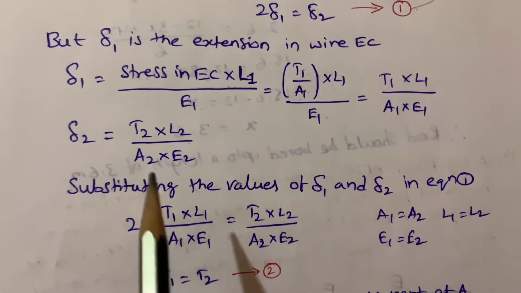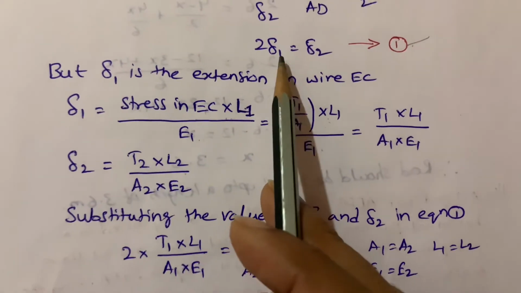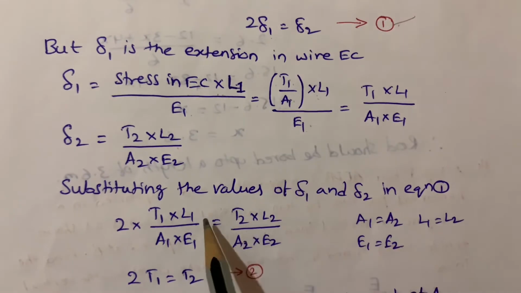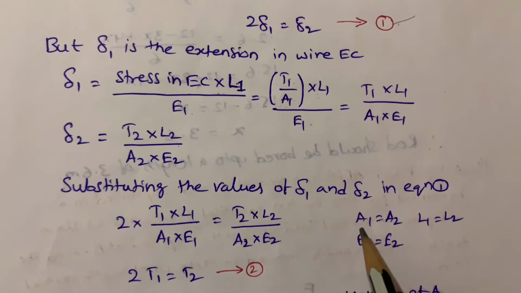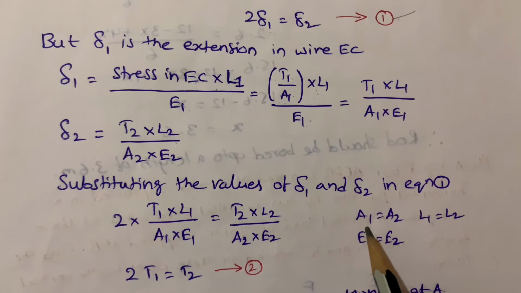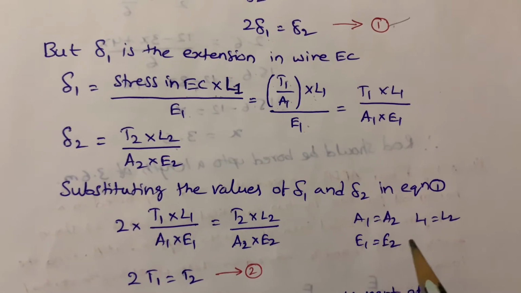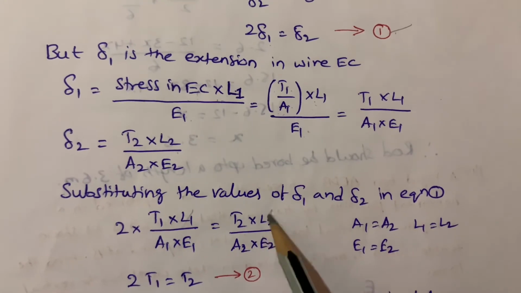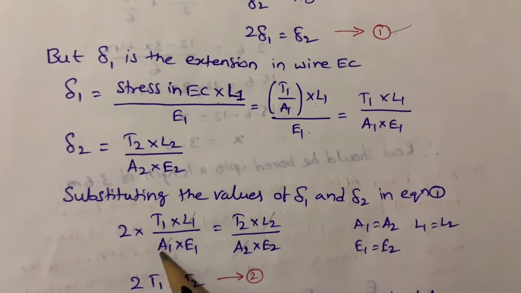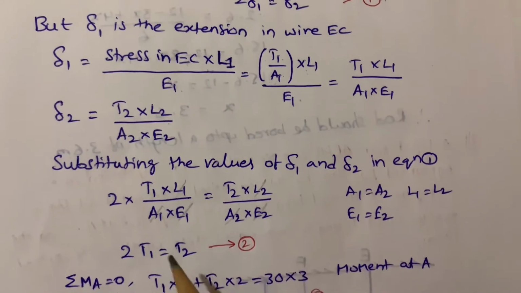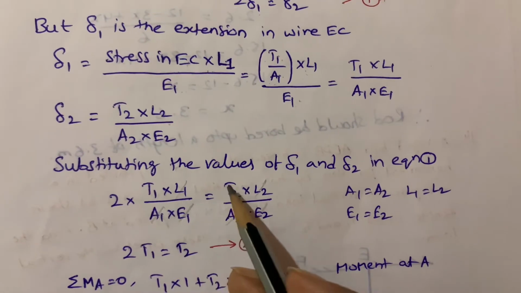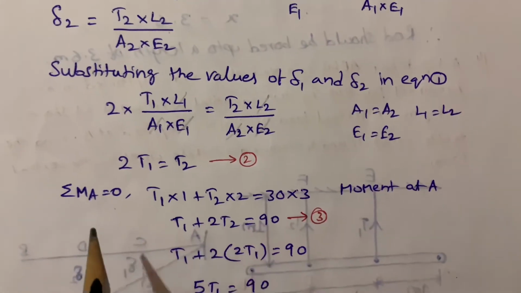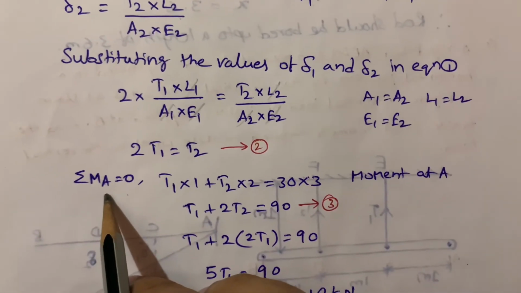After that I substitute these delta 1 and delta 2 values in equation 1. So I wrote this equation like this. Here our condition is identical wires, so A1 equal to A2, E1 equal to E2 and L1 equal to L2. So L1 and L2, A1 and A2, all values cancel. So 2 into T1 equal to T2. This is equation 2.